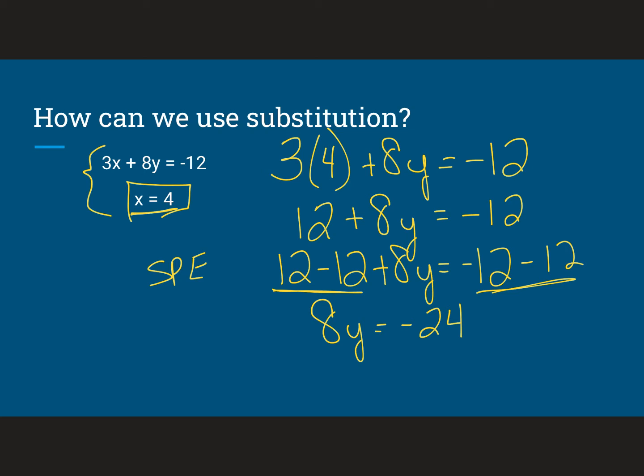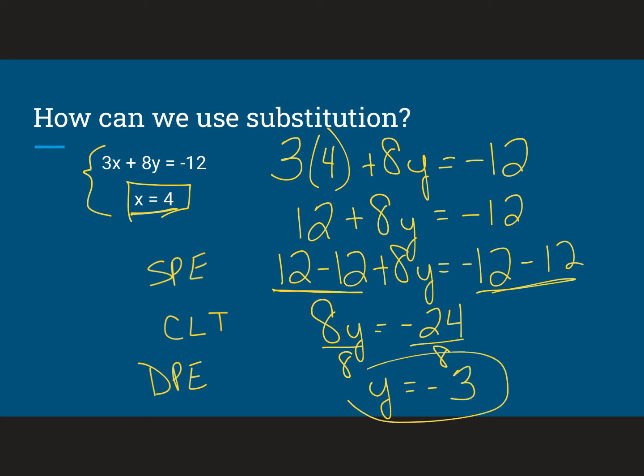Then, that was my CLT, I'm just going to go ahead and divide both sides by 8. And I get y equals negative 24 divided by 8, which is negative 3. Now I have a value for y. That's not my solution, however. Just like when we were graphing, our solution is an ordered pair. So remember that ordered pairs are always x then y. In this case, my x value is 4 and my y value is negative 3. So that's my solution. Make sure that you go back and pick up that other value.